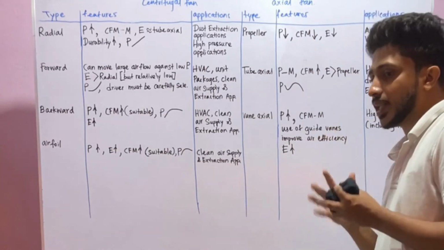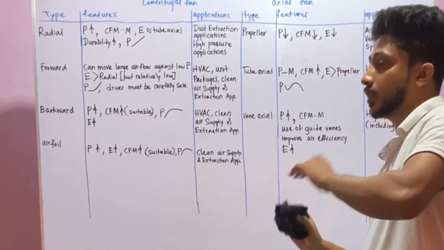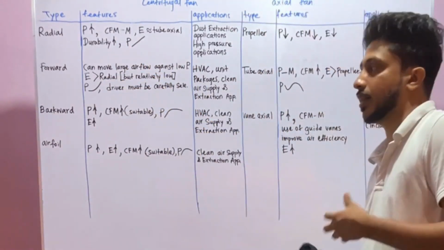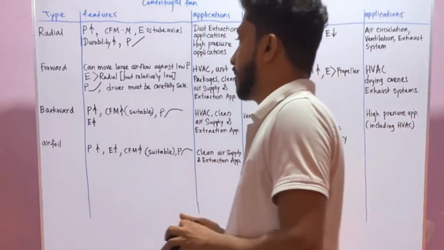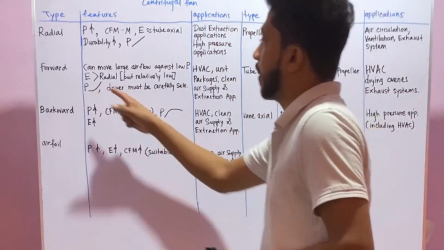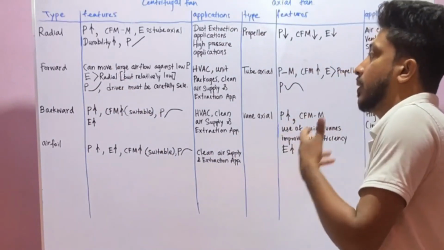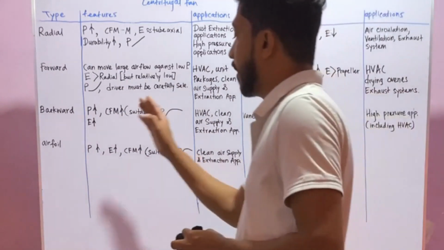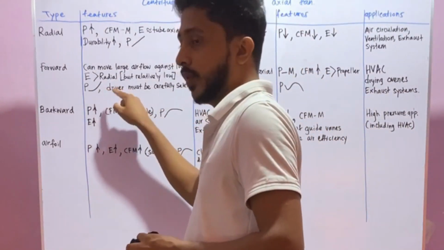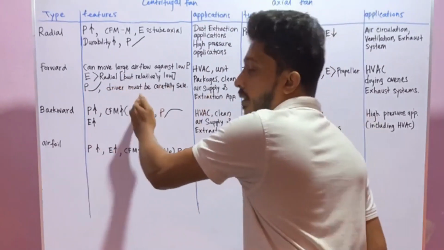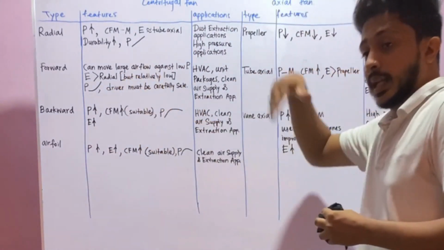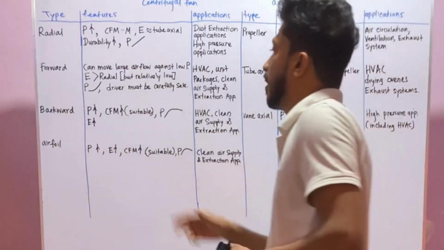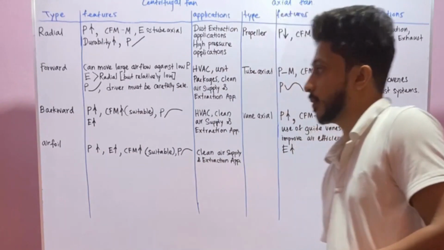Forward curve can move large airflow against lower pressure. That means they develop lower static pressure but move large airflow. Efficiency is greater than the radial, but relatively it is low. Generally it has very low efficiency, and the power gradually increases with the airflow. Because of that, the driver, that means the motor, must be carefully selected, because we have to consider the airflow. If the airflow slightly increases, the power increases by a huge amount. That means the motor can be overloaded. Because of that, the motor must be carefully selected.